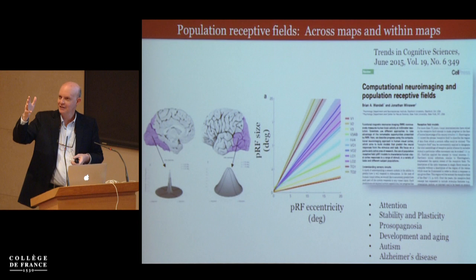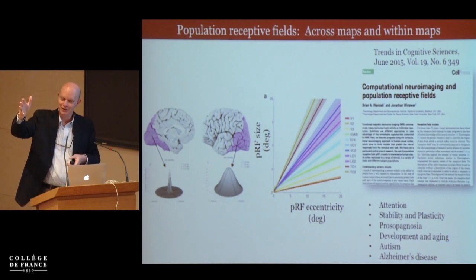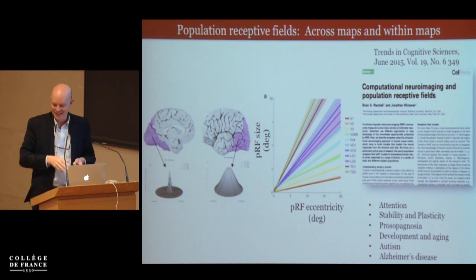I'll be really impressed if Reiner includes population receptive fields in Brain Voyager. Have you? Okay, well, there you go. So now we've actually made it.